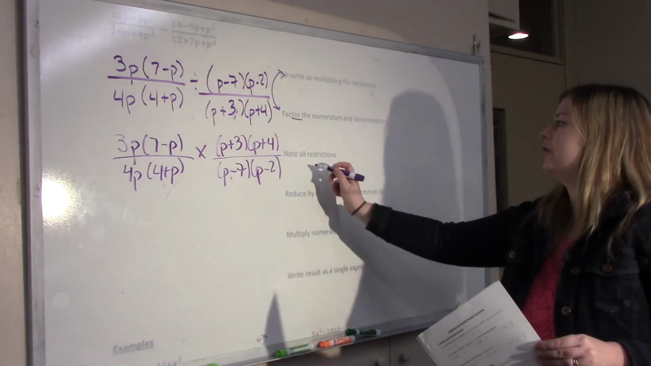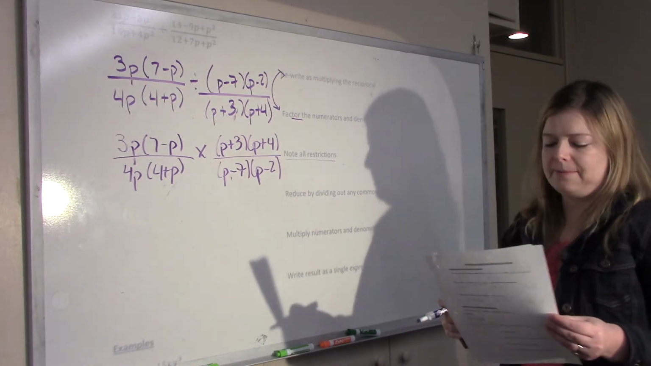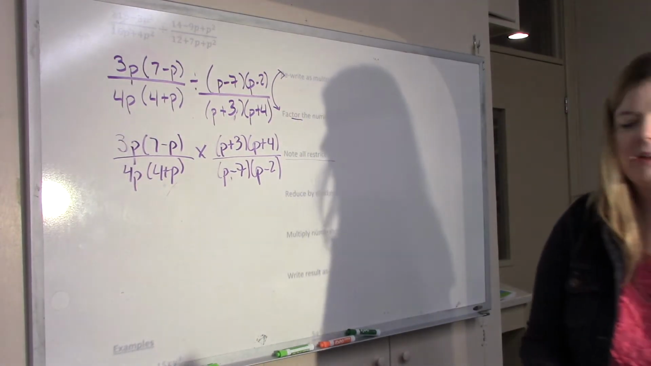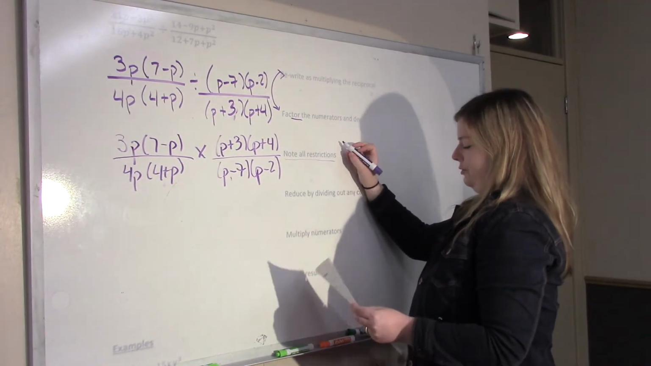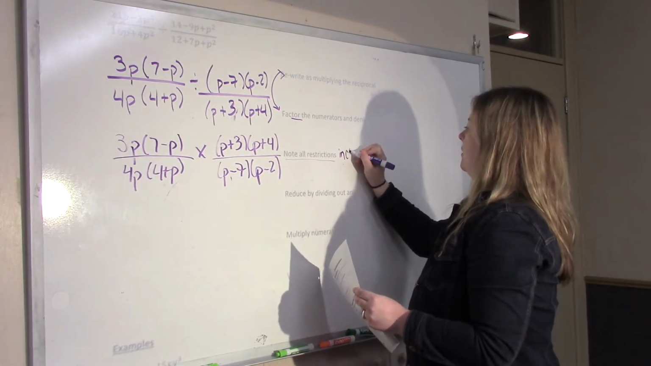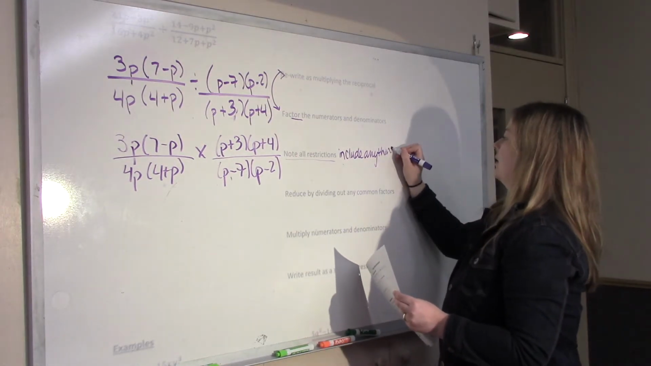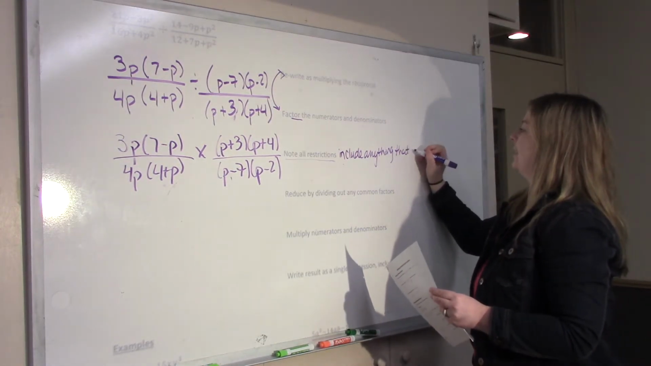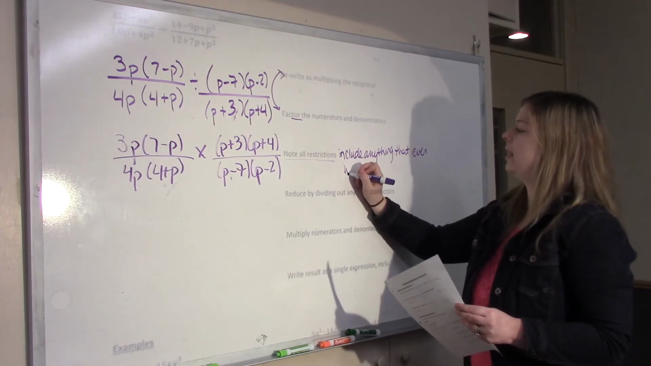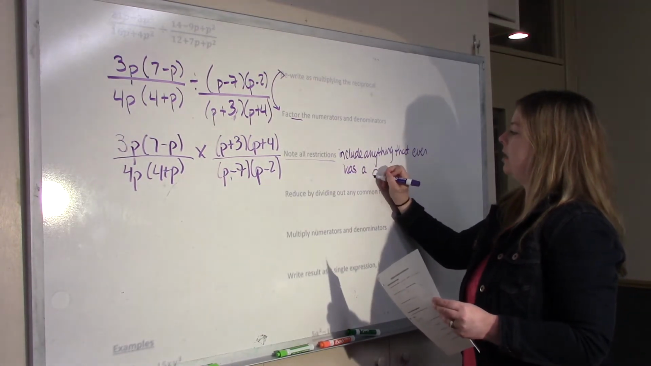So now you can note any of the restrictions, okay? Now, this is what's confusing because you have to include anything that ever was a denominator.